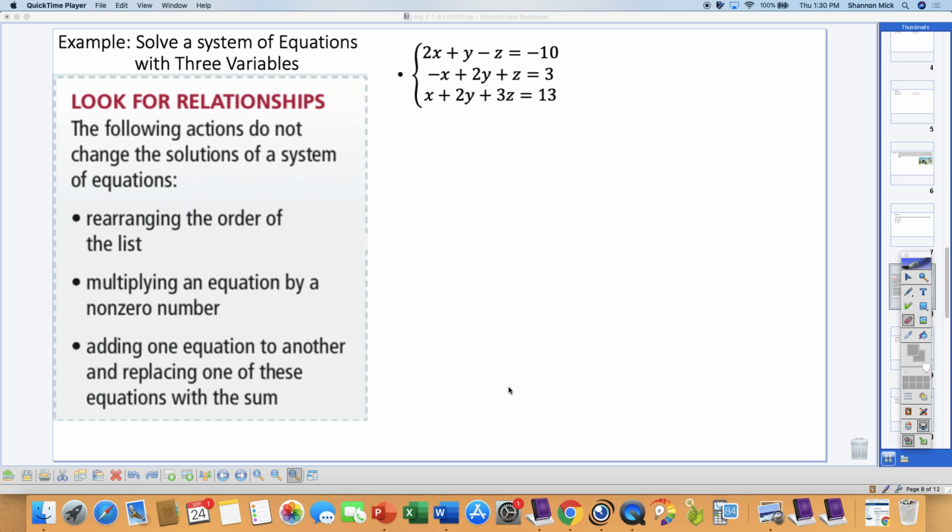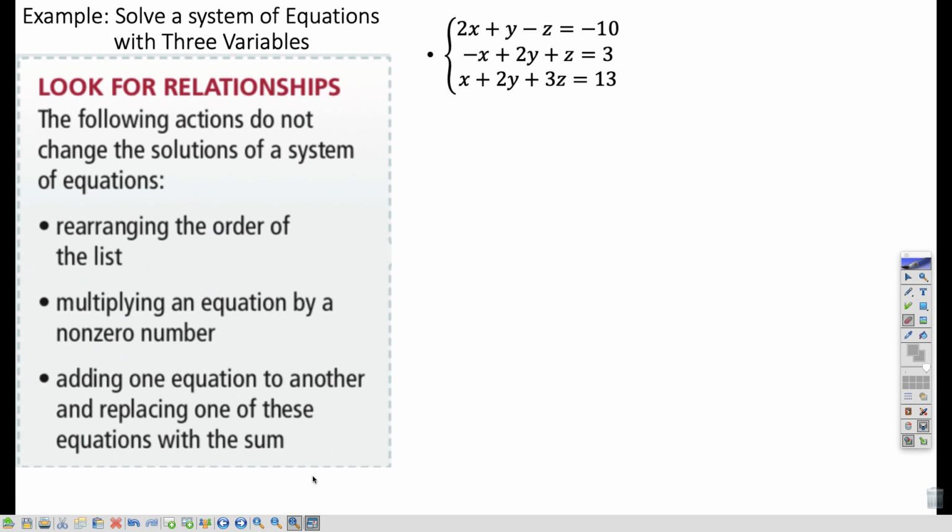So what we're going to do today is move on to systems of equations with three equations. And if you have three variables, you have to have three equations to have a unique solution. Now, these still have one solution, or infinitely many solutions, or no solutions.